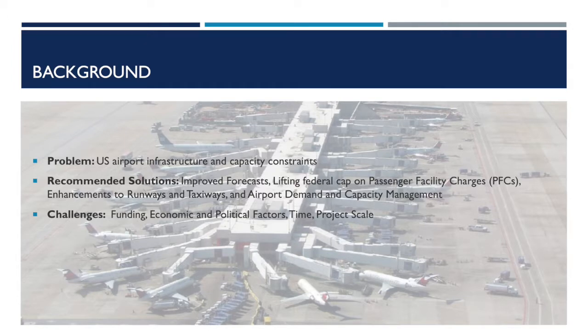Several opportunities exist to increase the overall health of the U.S. airport infrastructure and improve overall operational capacity. Some of the solutions include conducting improved forecasts by utilizing better metrics. In the key area of funding, research has shown that there is ample opportunity to increase airport revenue for capital development projects by lifting the current federal cap on passenger facility charges. This can help airports fund runway and taxiway enhancements. And lastly, applying better airport demand and capacity management strategies can help airport officials regulate the flow and capacity of both airside and landside operations.